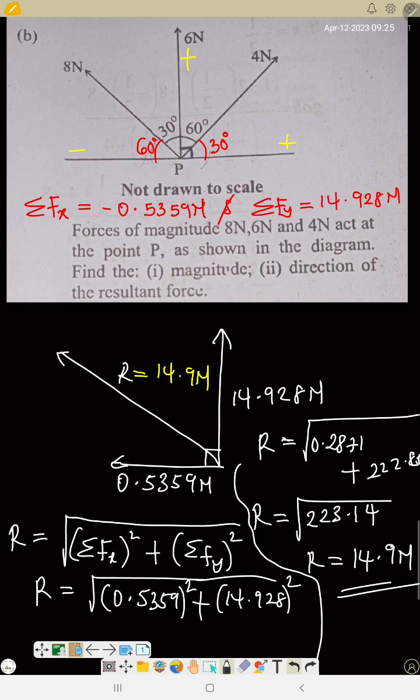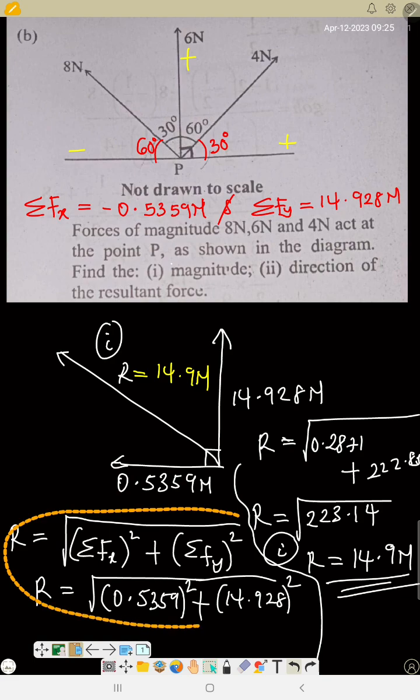So this 14.9 is your magnitude. So this is for I now. So we have done I. So I, your magnitude is 14.9. So now let's say the direction.